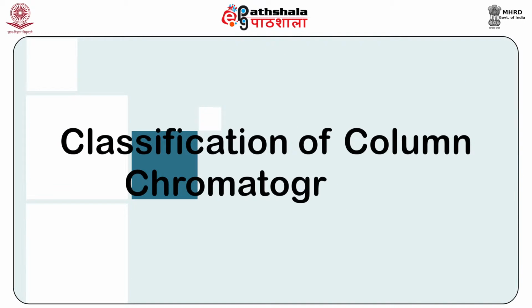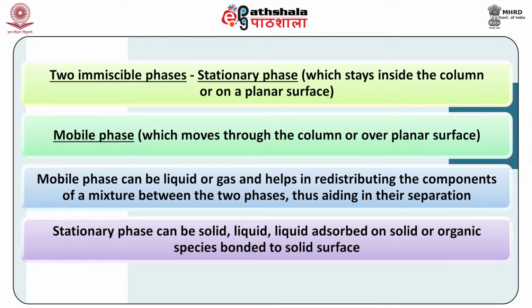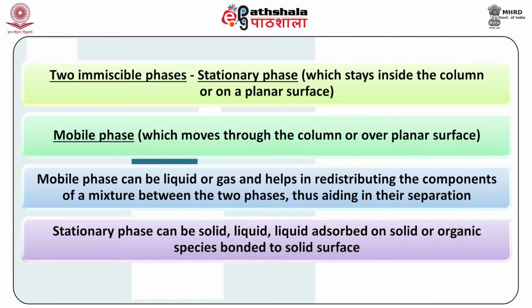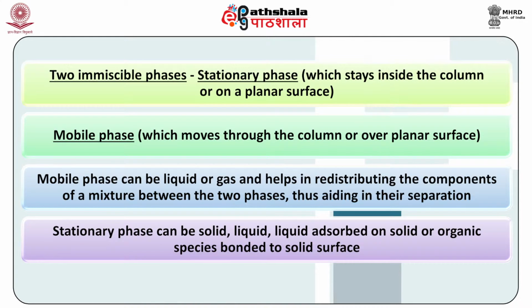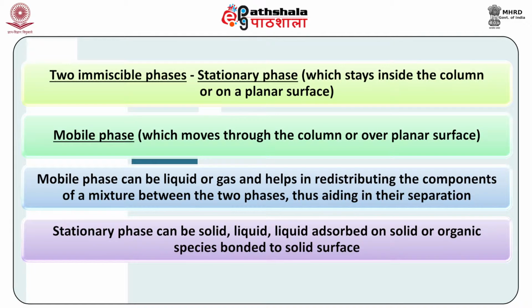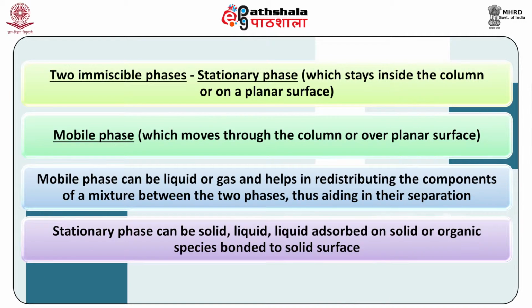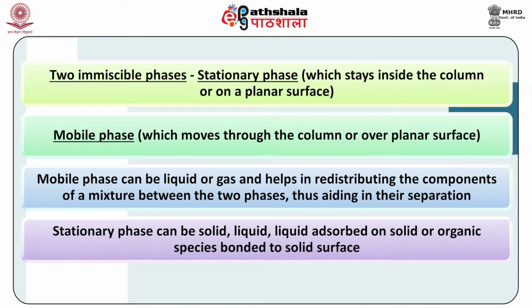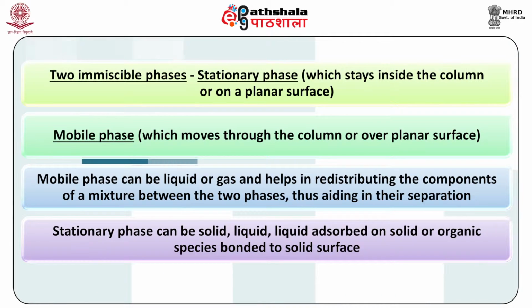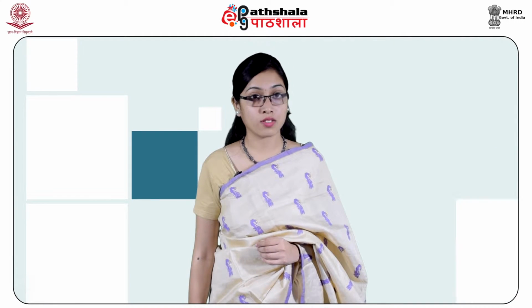Next, we will be studying the classification of column chromatography. Chromatography is a dynamic process and all its types involve two immiscible phases. One is a stationary phase, which stays inside the column or on a planar surface, and the other is the mobile phase, which moves through the column or over the planar surface. The mobile phase can be liquid or gas and helps in redistributing the components of a mixture between the two phases, thus aiding in separation. The stationary phase can be solid, liquid, liquid adsorbed on solid, or organic species bonded to a solid surface. Solid forms include non-exchange resins.